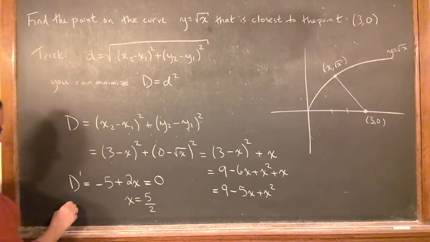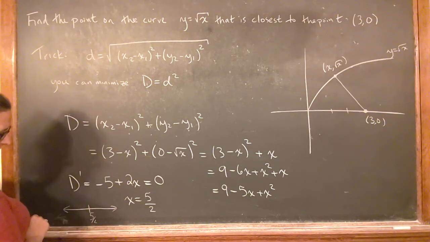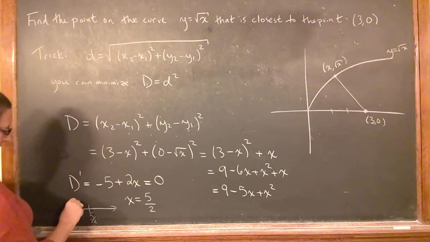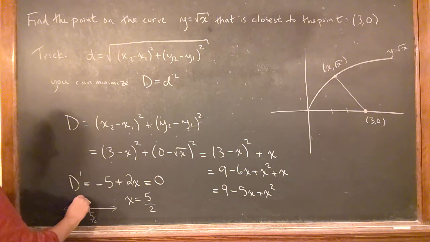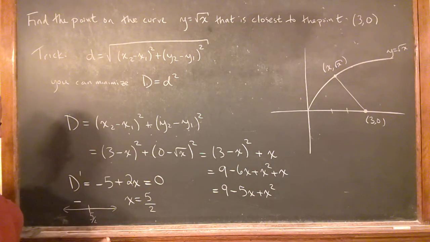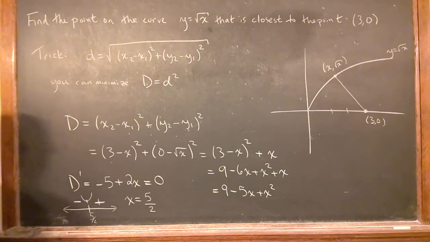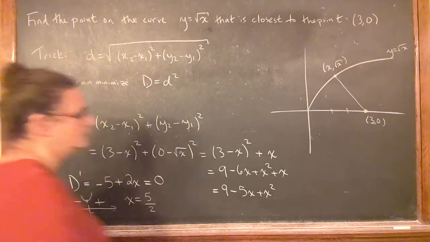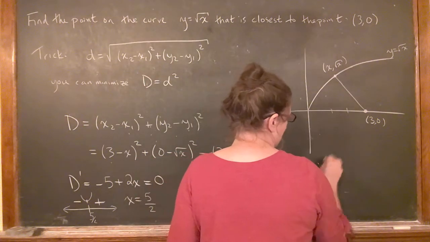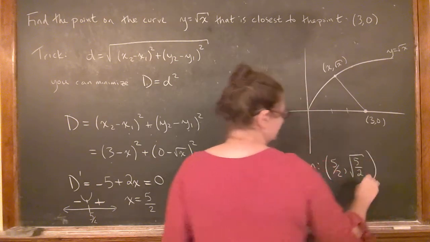We will double check, right? If this is 5 halves, d prime... wait, what am I doing here? Okay, so if I put in x equals 1, this is negative, and if I put in x equals 7, this is positive. All right, sorry, brain fart there. It is a minimum. So your minimum happens at x equals 5 halves, and then y is, of course, the square root of 5 halves.